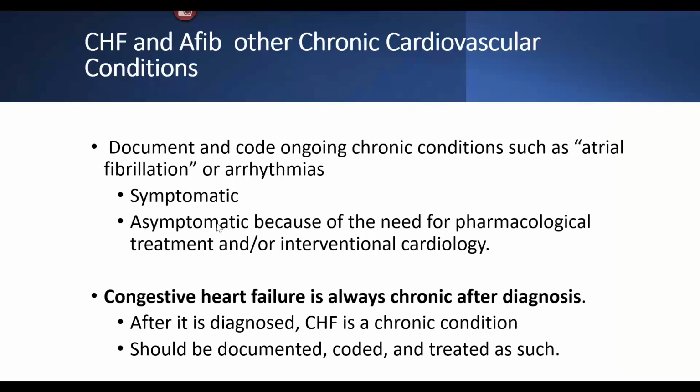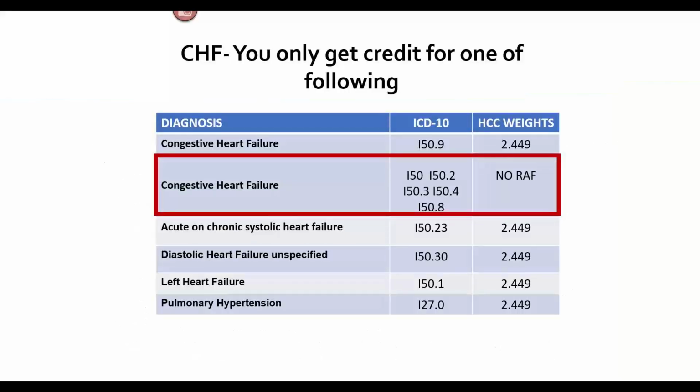So if you have AFib, it's still an arrhythmia as long as they're on a pharmacological treatment or there's some sort of intervention going on. Congestive heart failure is always chronic after a diagnosis. So once it's diagnosed, whether it's compensated or not, you always want to include that, and you document it as treated and compensated or uncompensated.